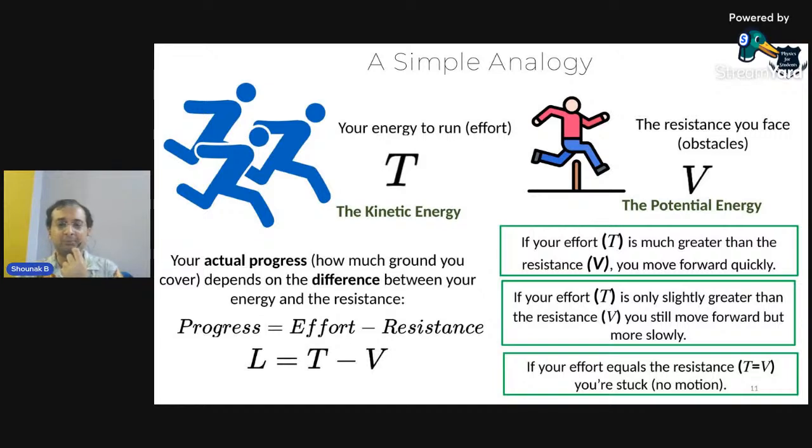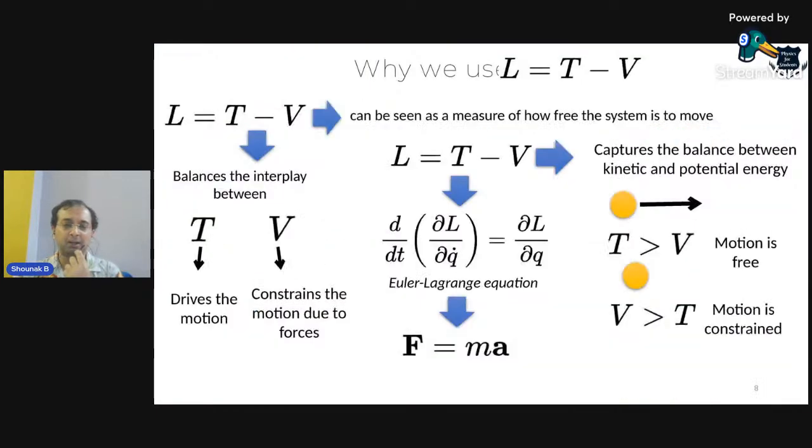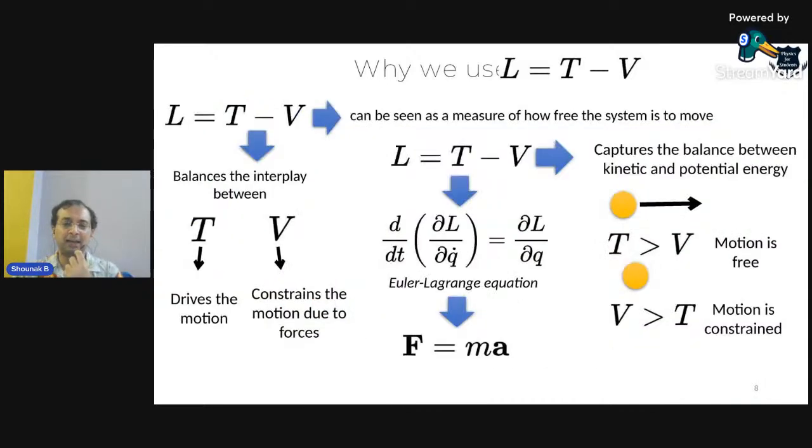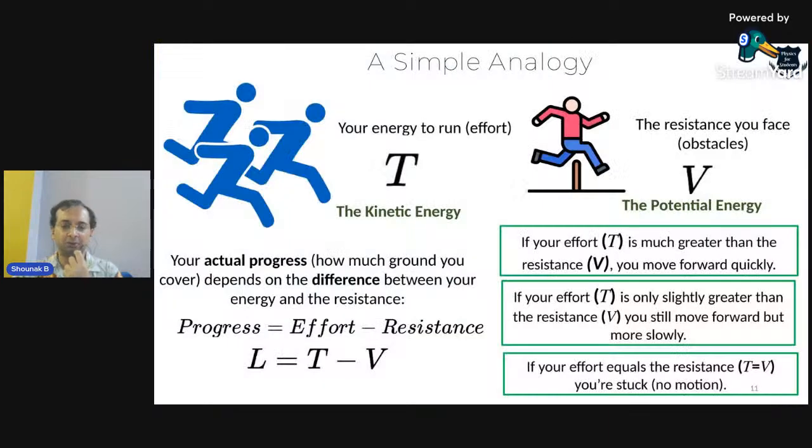So again, it is the same thing: if your effort is much greater, you move forward. If your effort is only slightly greater than resistance, you still move forward. And if your effort equals the resistance, then you are stuck, there is no motion. And that is why, when I showed this part here, delta S equals 0, what does that mean? It means it has got the lowest value. That means it is absolutely minimal where it is going. So that is why it is called delta S equals 0.